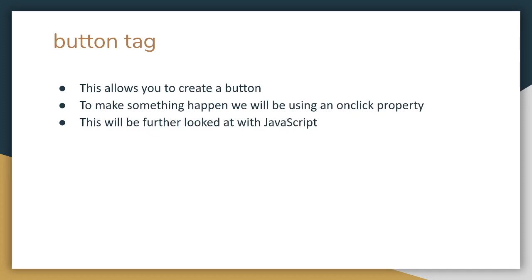The button tag. So the button tag basically allows you to create a button, and to make something happen, we'll be using the onClick property, and this will be further discussed during the JavaScript section. I'll add this on during the demo phase of the HTML.